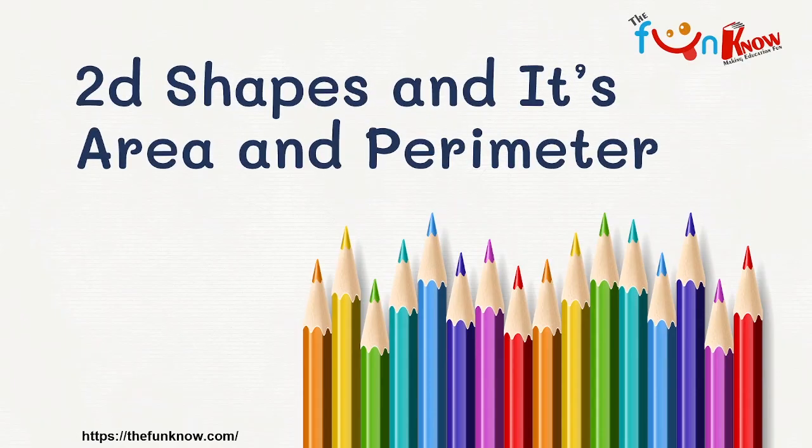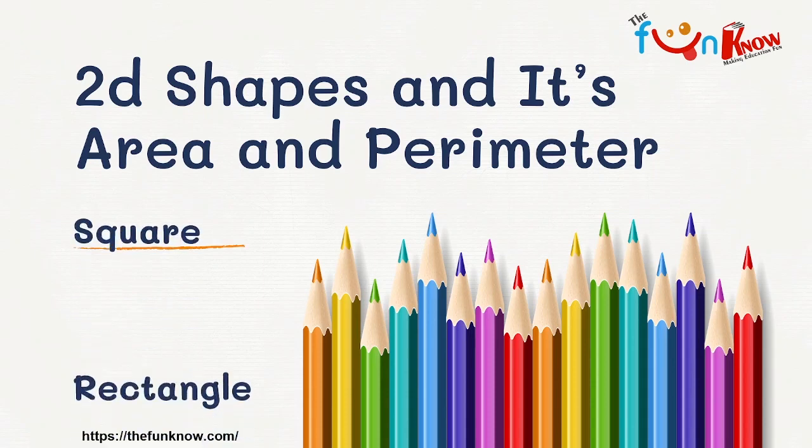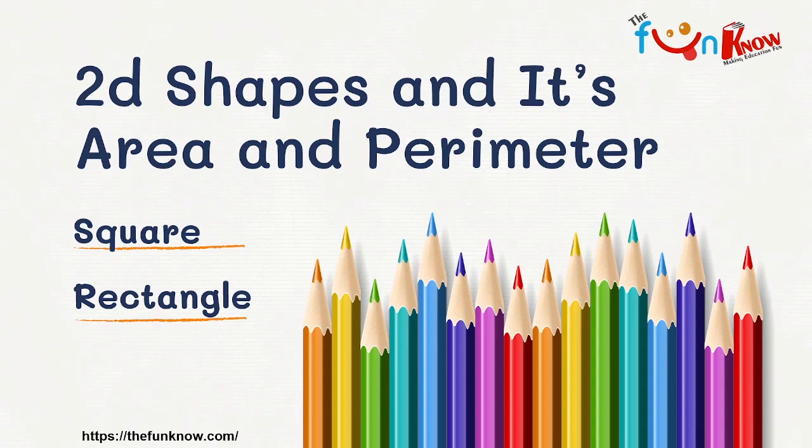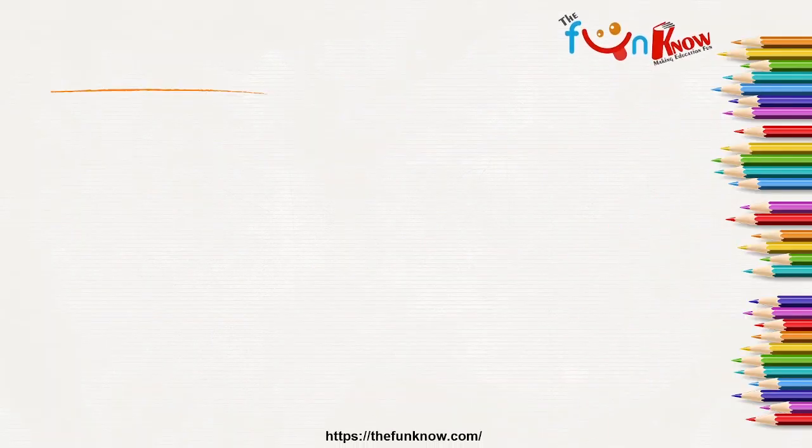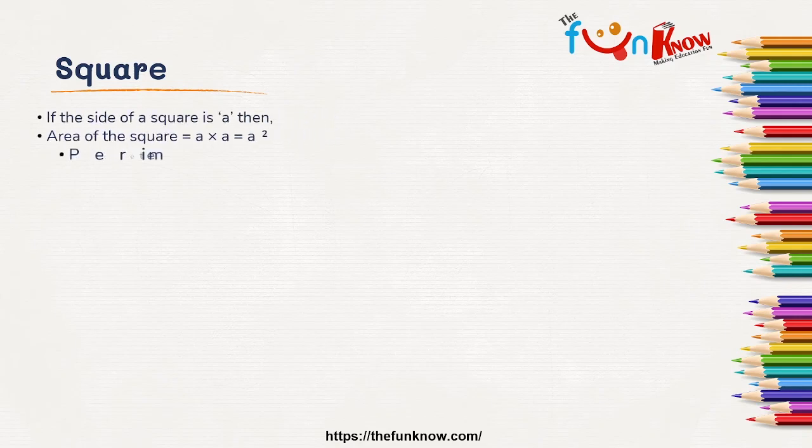Today we are going to study 2D shapes and their area and perimeter, specifically of square and rectangle. So let us understand, students, what is a square, what is the area of the square, and what will be the perimeter of the square. Students, first we'll understand square. If the square has a side which is called A, then the area of a square will be A into A, that is A square.